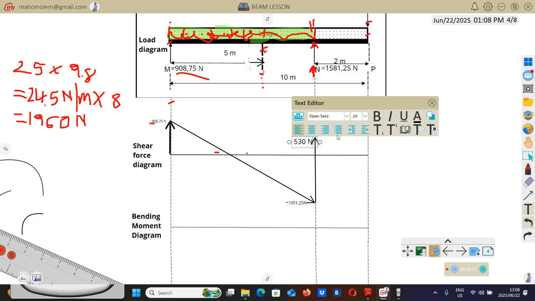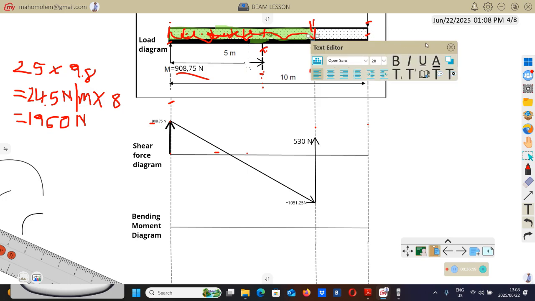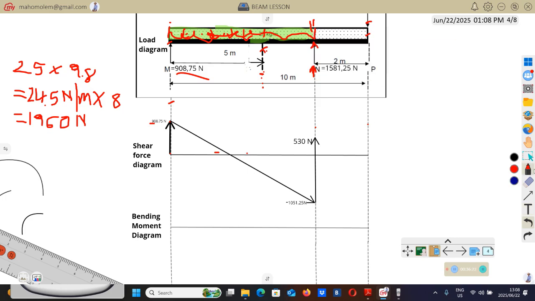530 N. Then from there, when you check between this point here, as you move to the right hand side, between this point and this point, we find the UDL, which, remember, is the weight. The weight is force. So this force is pushing down. So now we'll have to go down by this total force, by this load, by this weight.